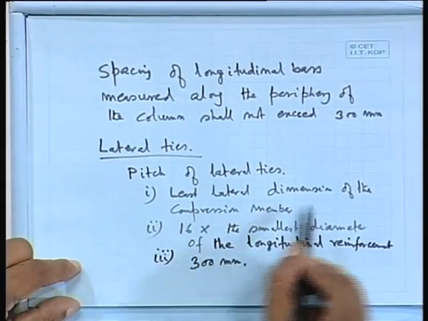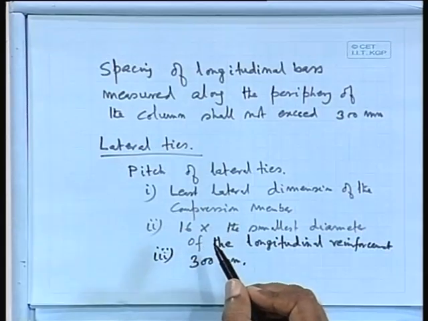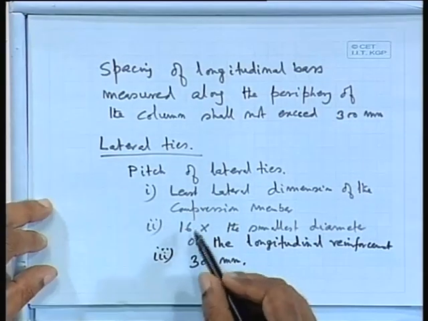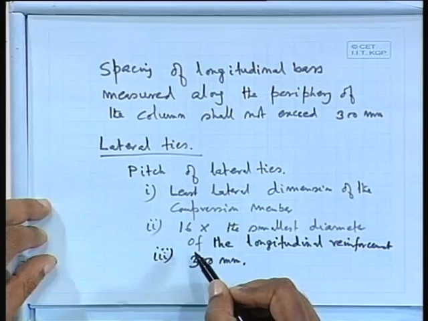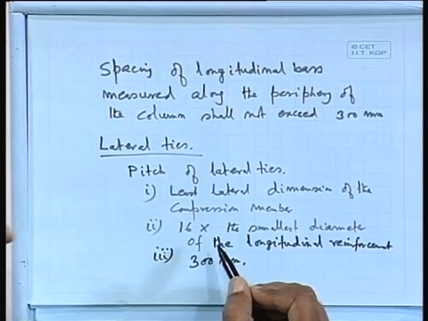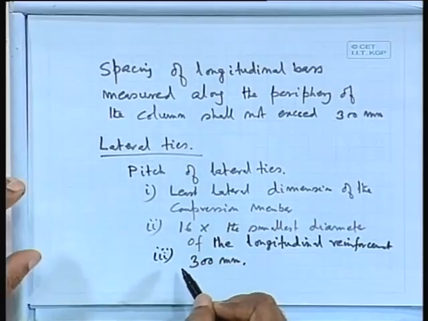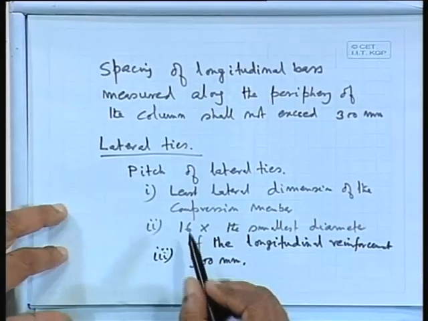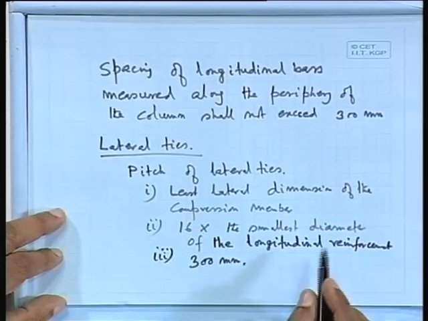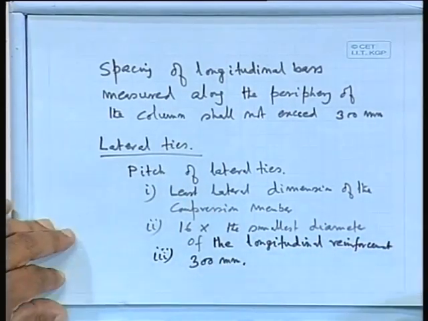So we have least lateral dimension, that is one case. Then another one we shall find out whatever the longitudinal diameter you have provided, multiply it with the 16. If you have say 12 millimeter, 16 millimeter like that, out of that you take the smallest diameter and then you find out the 16 times of that. Or 300 millimeter, out of this which one is the minimum that you have to provide. So this is your lateral ties pitch or spacing. That means what will be the spacing that you have to provide.